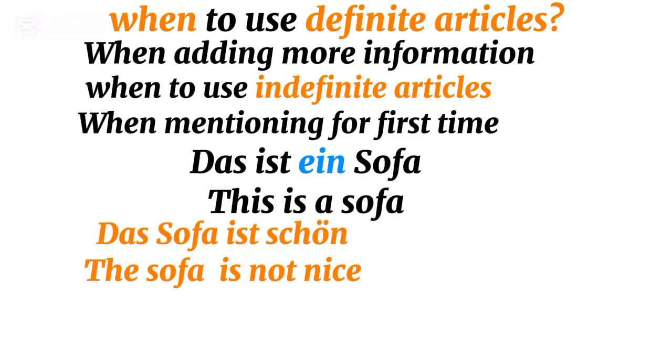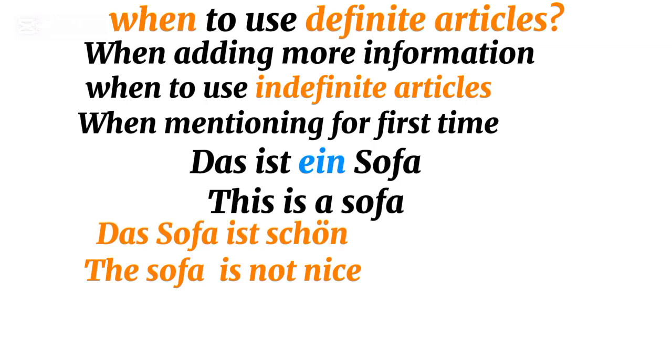But now when we want to give more information about this sofa, we'll now go for the definite articles. In the definite article for neuter, here we will use das, okay? Now we will say das Sofa ist nicht schön. We are giving more information about this sofa. Das, now das for definite article, and we are giving more information on the already mentioned noun, which is Sofa.